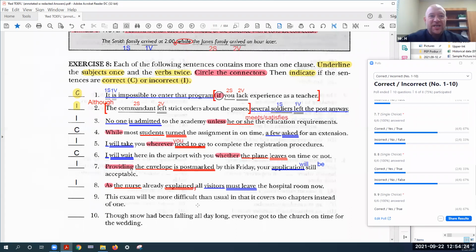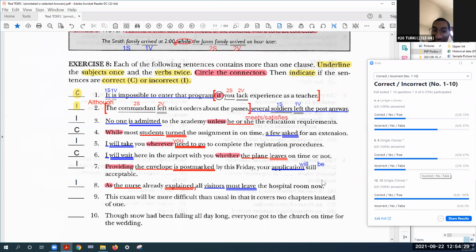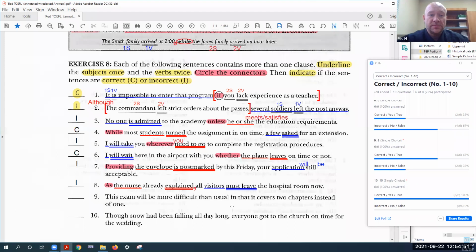All right. Turkey, do number 9. What do you think? I think it's incorrect. Find the main clause. Where's the main clause? This exam will be more difficult. Okay. For the first subject, tell us the first subject. This exam. Good. First verb: will be. Very good.